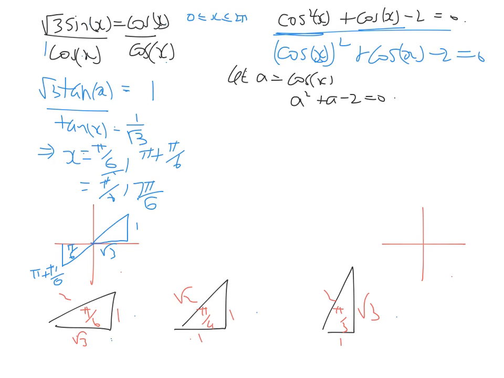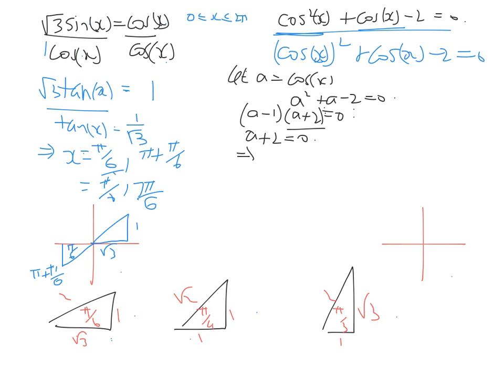Now, to solve for a, we've got to factorise this. 2 numbers that add to make 1, but multiply to make negative 2 are: a minus 1, a plus 2, and that still equals 0. Now, we apply the null factor law. So we'll start with this one for convenience sake, a plus 2 equals 0.